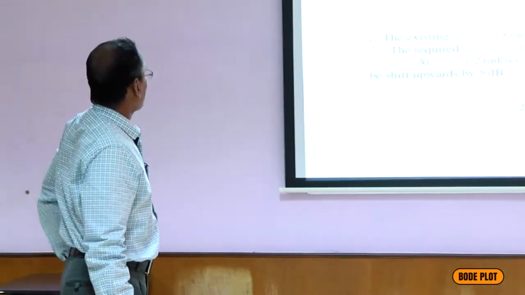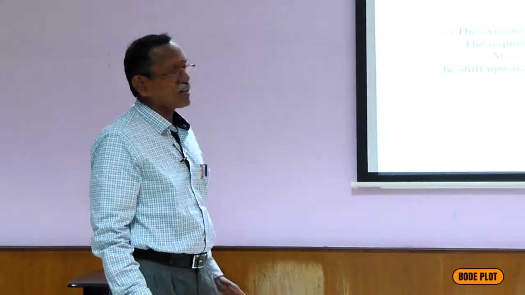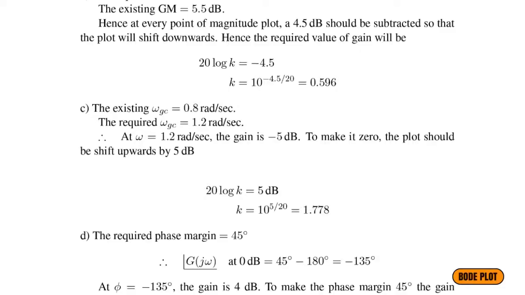Now we come here. The existing gain crossover is 0.8. Required gain crossover is 1.2. Find the value of K so that the gain crossover frequency is 1.2 radians per second. The question may be like this. The existing gain crossover frequency is 0.8. I want to find the value of K so that new gain crossover frequency is 1.2. So now what we have to do? At 1.2, the gain is minus 5 dB.